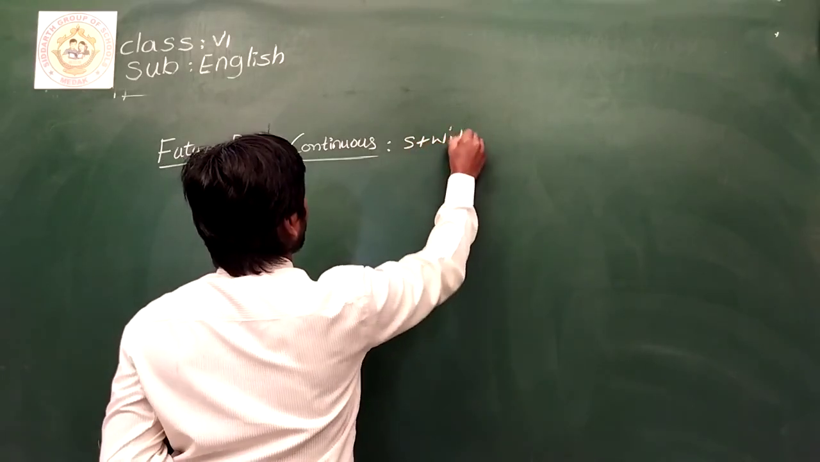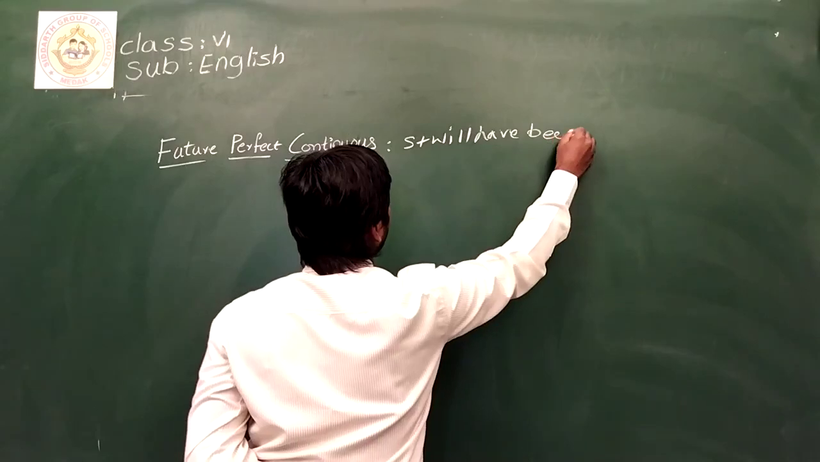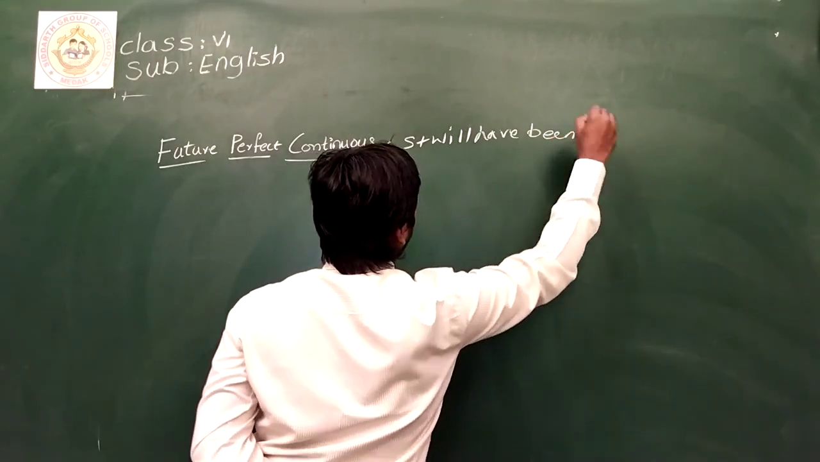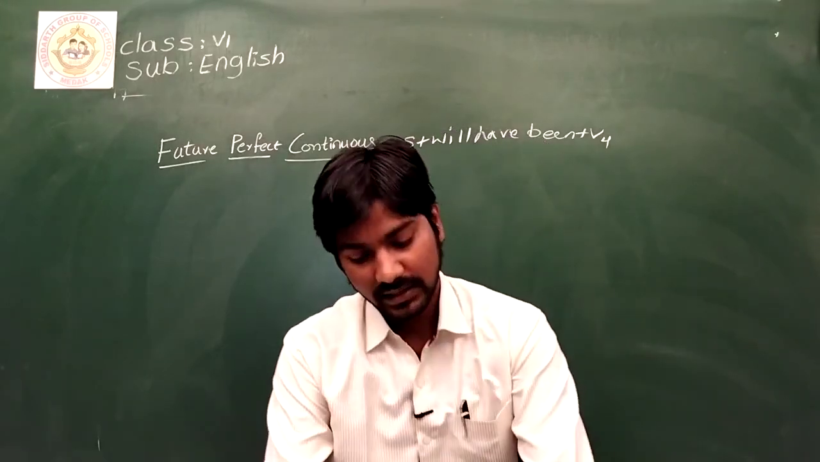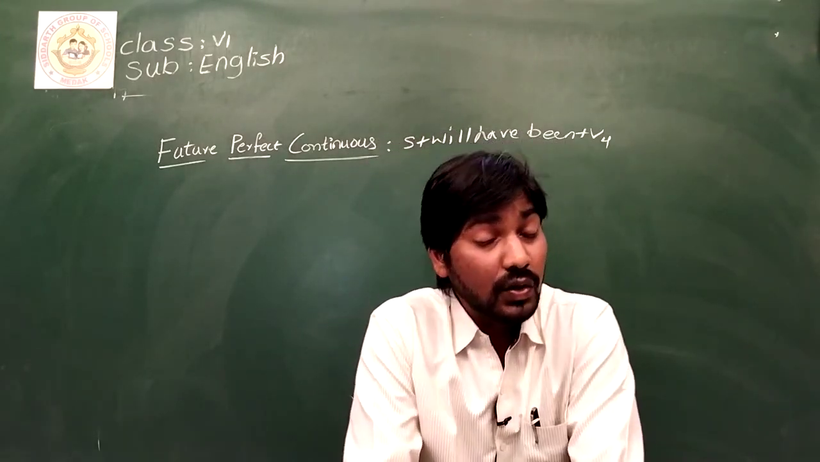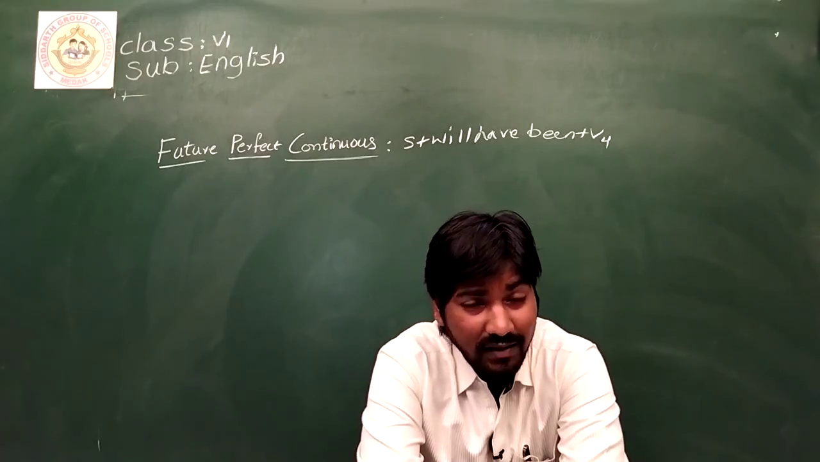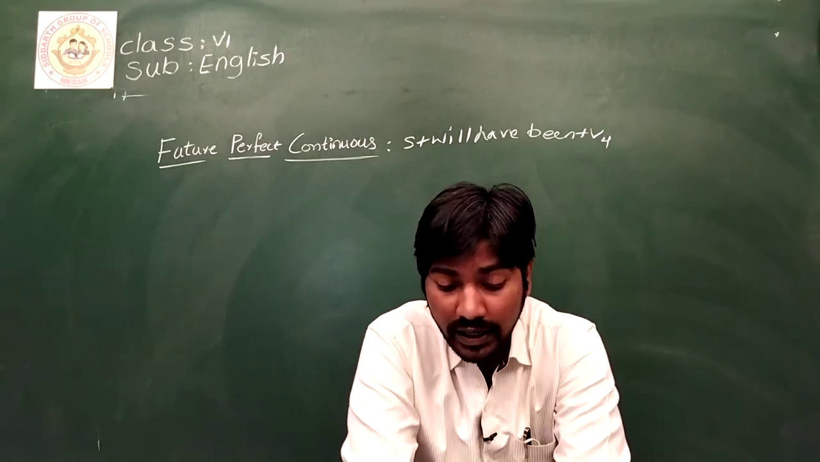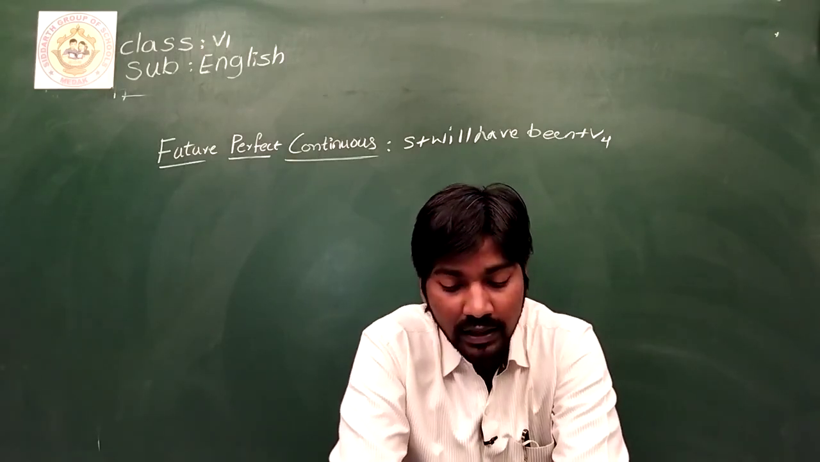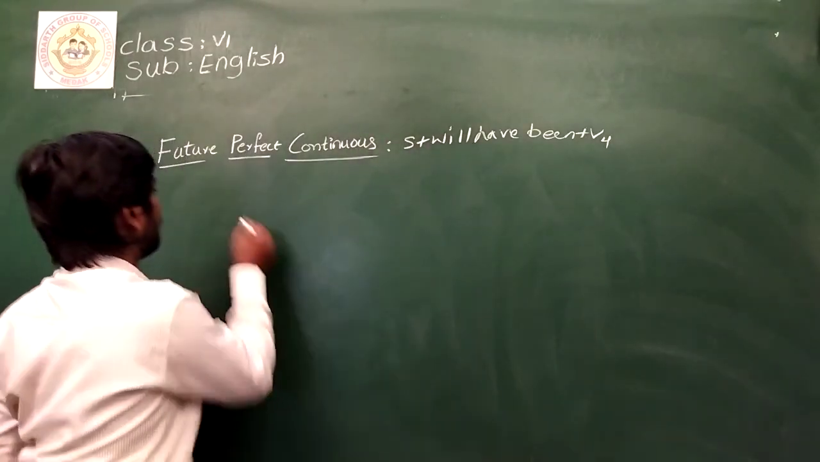Subject will have an additional word, been, and V-ing for the verb. Will have been plus V-ing. Okay? Now when do we use this future perfect continuous tense? For ongoing actions in the future.